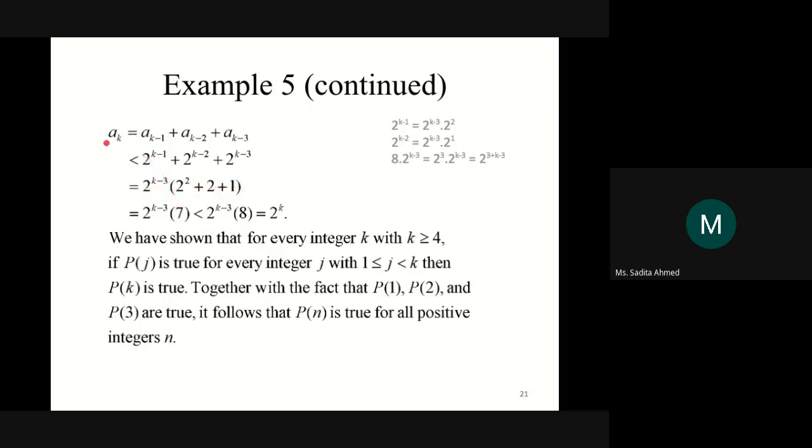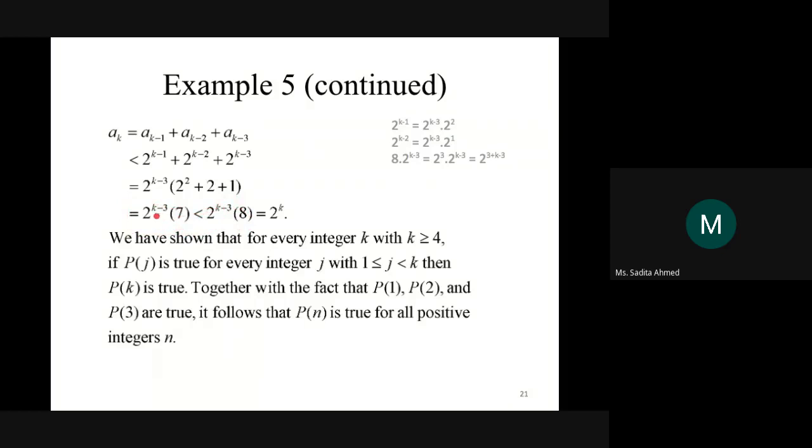If ak is less than 2 to the power of k minus 3 multiplied with 7, will ak not also be less than 2 to the power of k minus 3 multiplied with 8? Why? Because this term is less than this. See here, look at the comparison. This factor is the same. 2 to the power of k minus 3, same. What is the different one here? Which one is different? 7 or 8? These two are different. 7 is less than 8. So obviously this product will be less than this product, right?